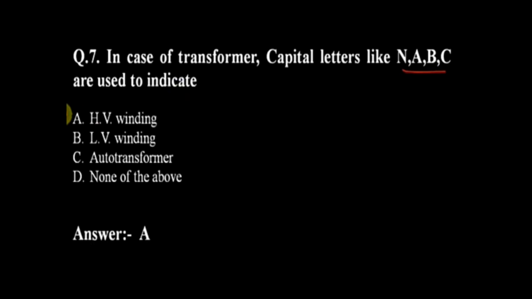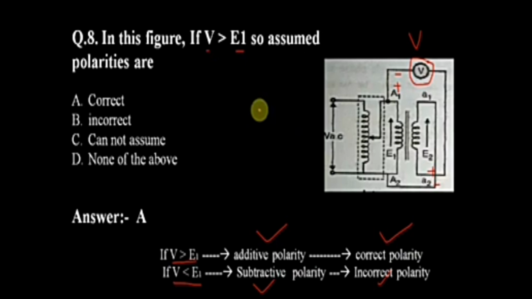So this is question 7. And question 8, in the figure, if V is greater than E1, so assume polarities are. Options are correct, incorrect, cannot assume, and none of the above. So our answer is correct, option A. Why? Means why V is greater than E1. So let's see. If V is greater than E1, additive polarity, correct polarity, and if V is less than E1, then subtractive polarity, incorrect polarity.